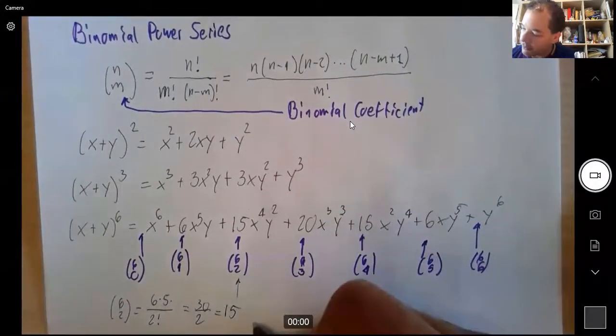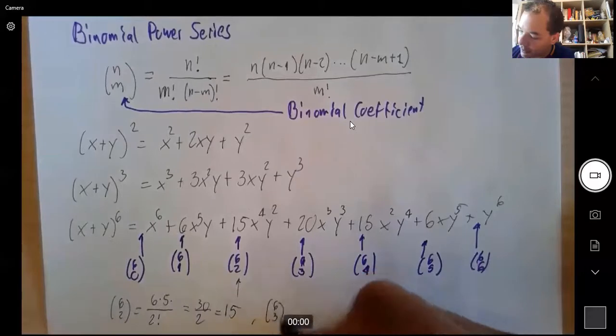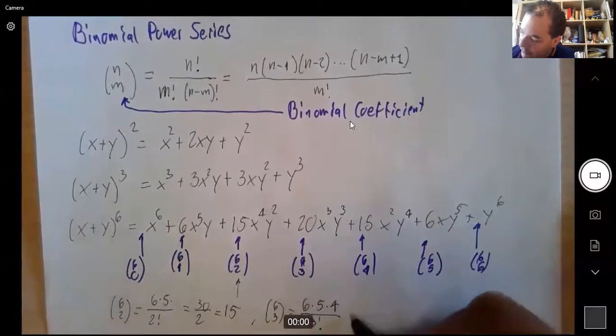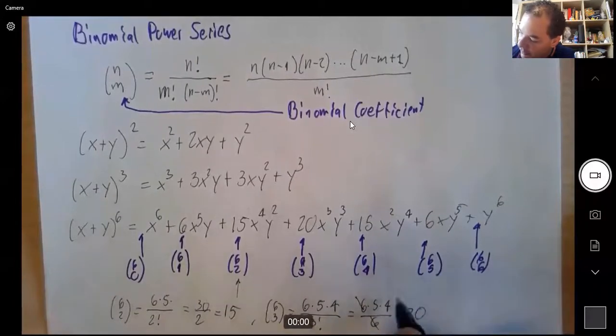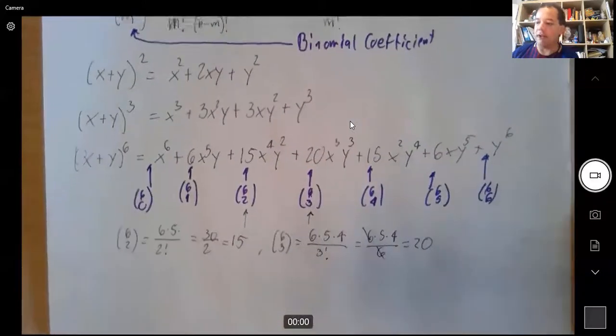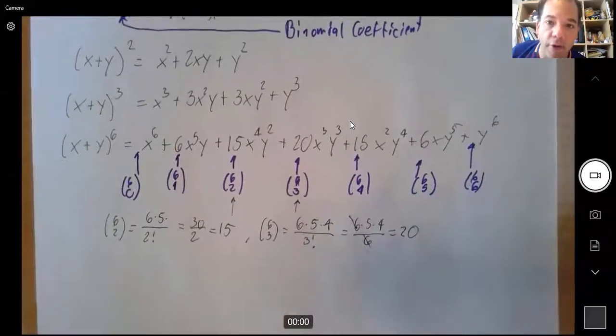We can do 6 choose 3 as well. So let's do 6 choose 3. 6 choose 3 is going to be 6 times 5 times 4 divided by 3 factorial. And this is 6 times 5 times 4 divided by 6. The 6's go away, so that's 20. And that's how I know this guy is 20. All right? So these are the binomial numbers, the binomial coefficients.